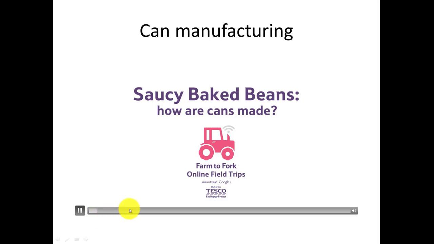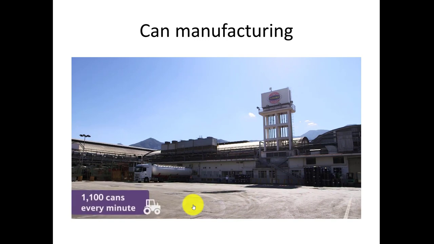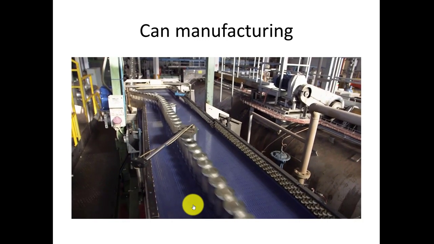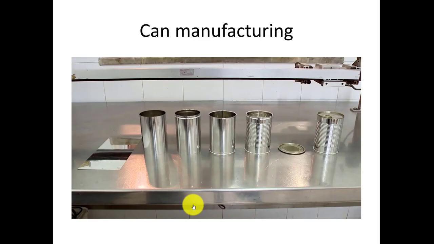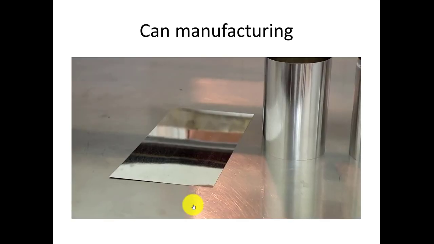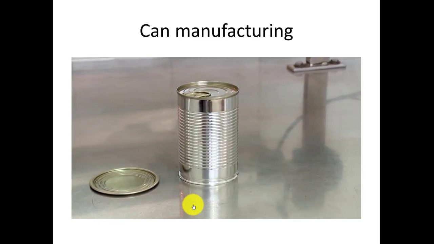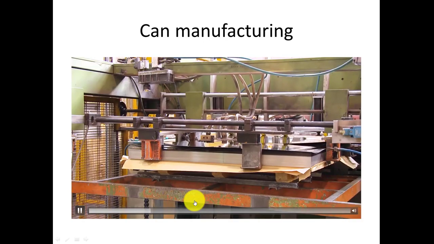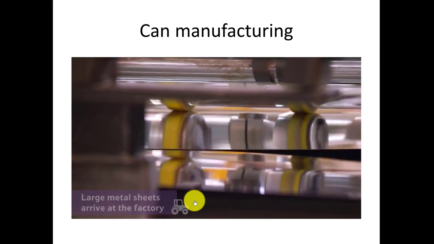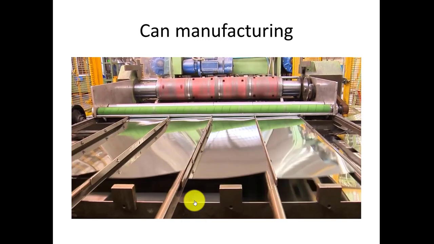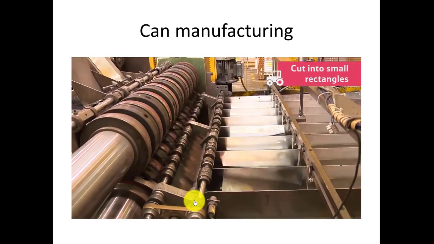How are cans made? At this factory, they make 1,100 cans every minute around the clock. That's more than 1.5 million cans every day. Here is how the can looks at different stages, from a sheet of metal to a can that's ready to hold your beans. Large metal sheets arrive at the factory from lots of different countries around the world, including China and Brazil. First, they are cut into small rectangles by this special machine. Each of these rectangles will become a can.